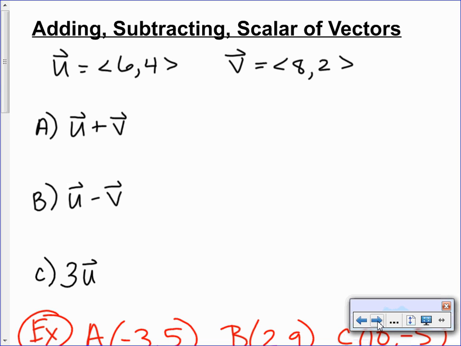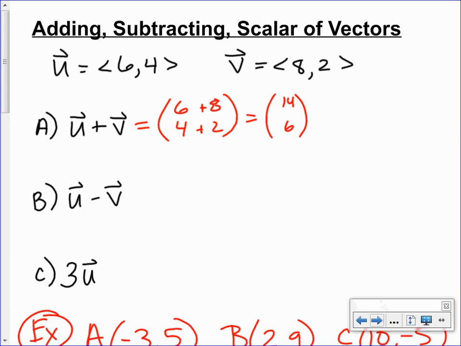Alright, so u plus v. To do u plus v, you just add the x components, so 6 plus 8. And then the y components would be 4 plus 2. So u plus v would have the vector 14 over 6. That's how you add vectors.